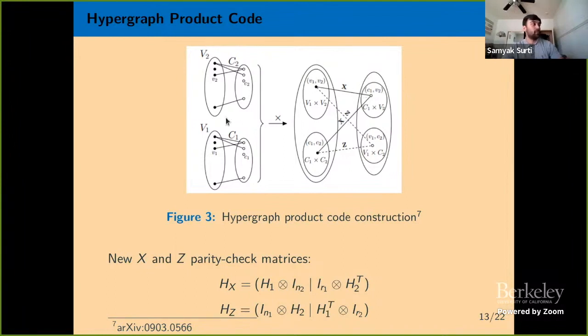So if we have one code here, let's say this one is for our X checks, and this code here is for our Z checks, taking the Cartesian graph product, we can then label our edges and vertices of our new graph in such a way that we end up with a tripartite graph where we have our qubits, nodes corresponding to our X checks, and then nodes corresponding to our Z checks. And if we do this in terms of our parity check matrices, we can construct them using these formulae down here.